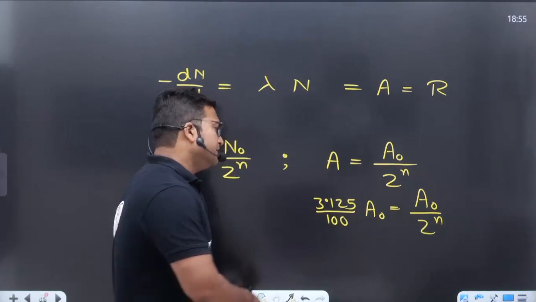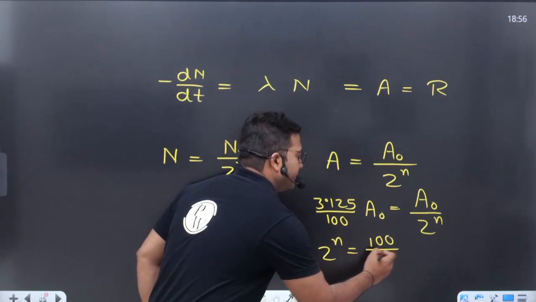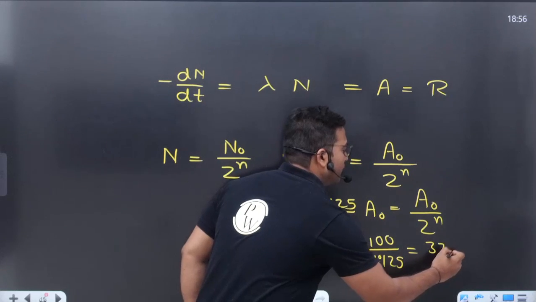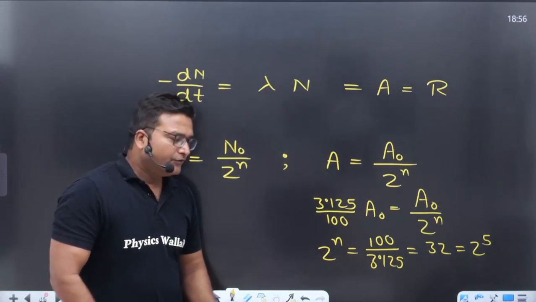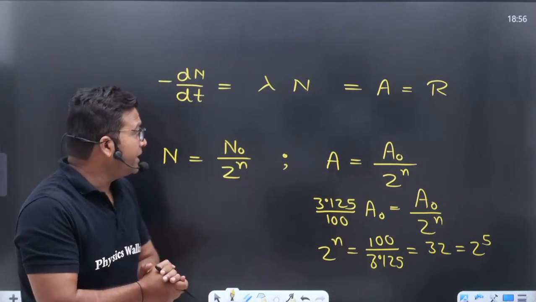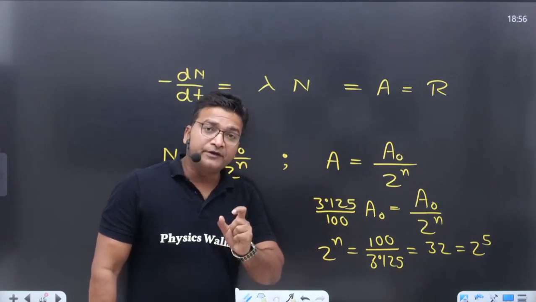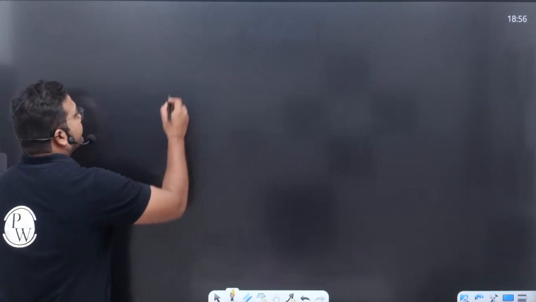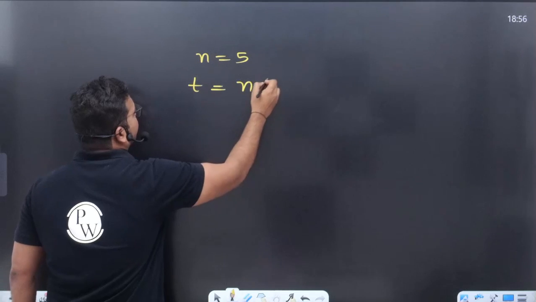So from here, you know 2 to the power n equals 100 divided by 3.125 and it is equal to 32, which is actually 2 to the power 5. So n equals to 5. So you can say 5 half-lives will it take for the activity to reduce to 3.125% of the initial activity. So the correct answer for this is actually n equals to 5. So time is actually n times half-life.